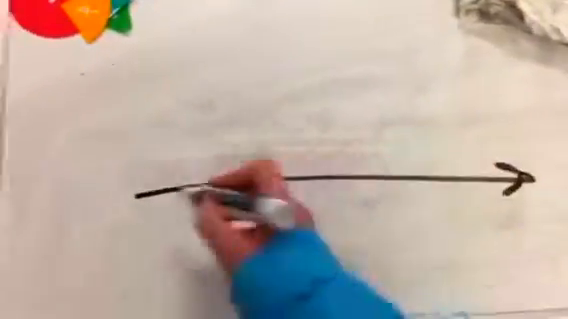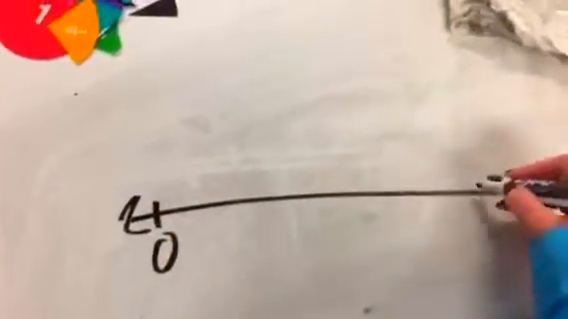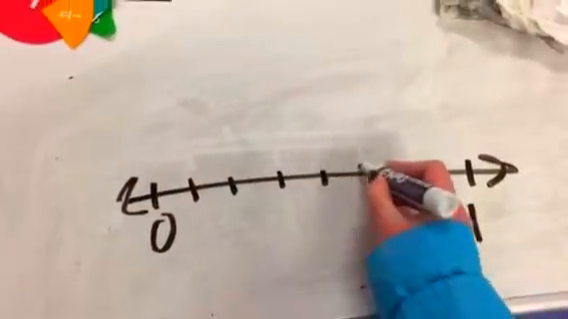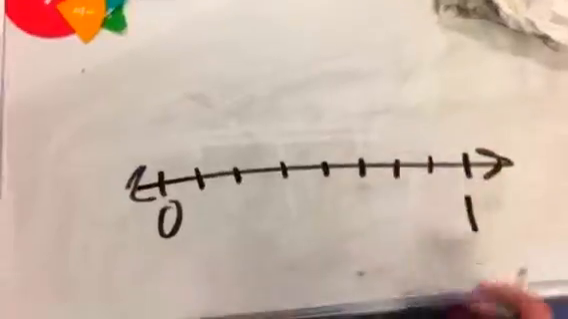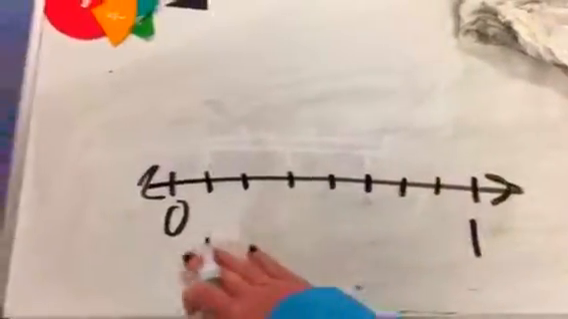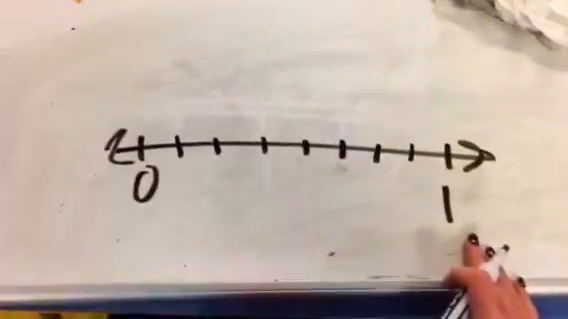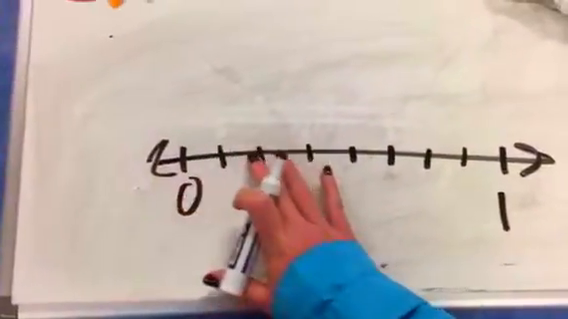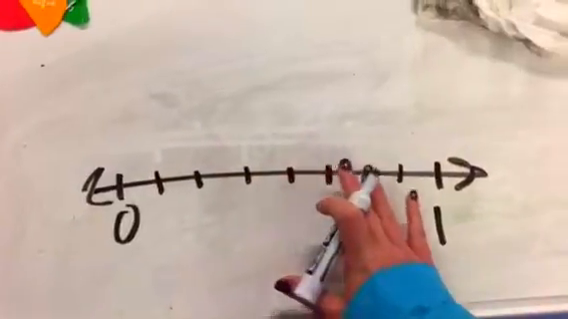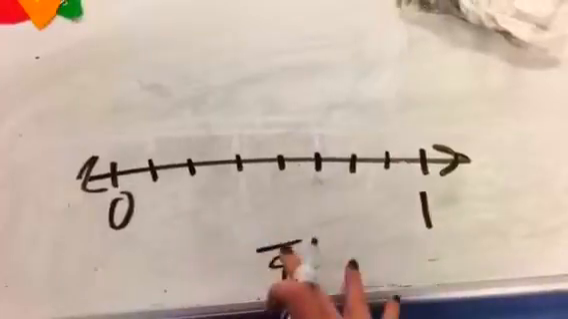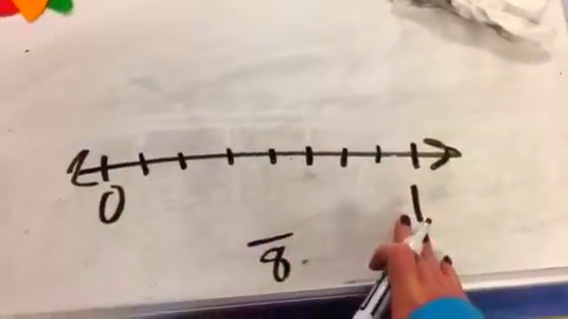Now let's go back to simple. Let's go back to a number line that has 0 to 1. Now remember, this is 0 to 1, so this is just one whole. Since this is only one whole, I can count everything, every space. 1, 2, 3, 4, 5, 6, 7, 8. My denominator is 8 because there are 8 pieces between 0 and 1, one whole.